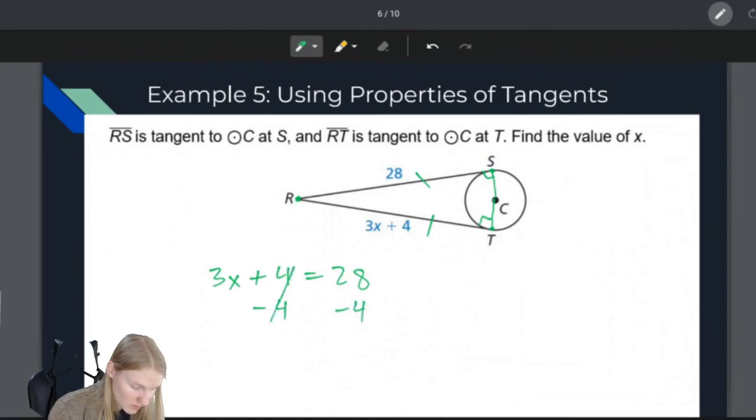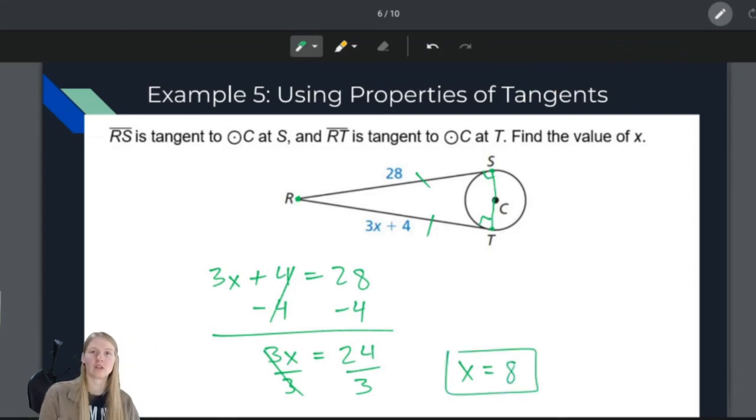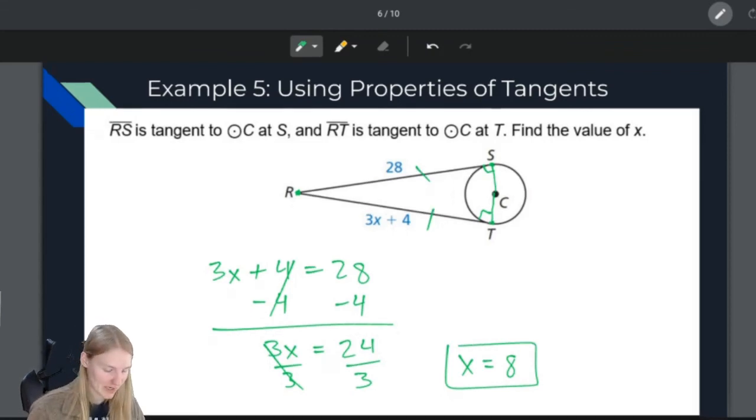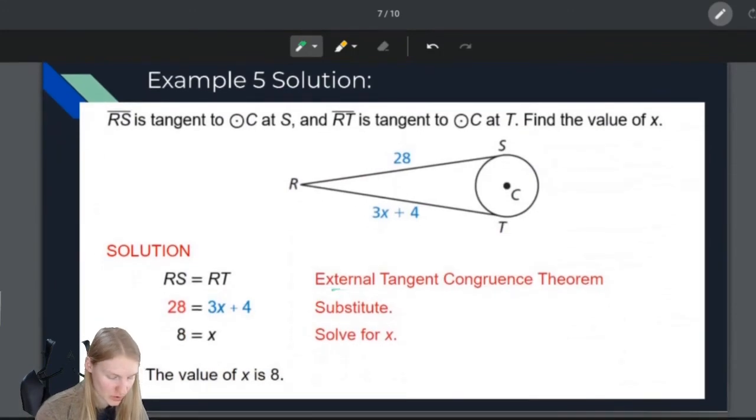Now we're just going to solve for x. And there you have it. We found the value of x. Not too bad, is it? Not too bad. Alright, let's check and make sure that we were right. Yup, external tangent congruence theorem. That was our theorem number 2 from today. And we also got 8 for x.